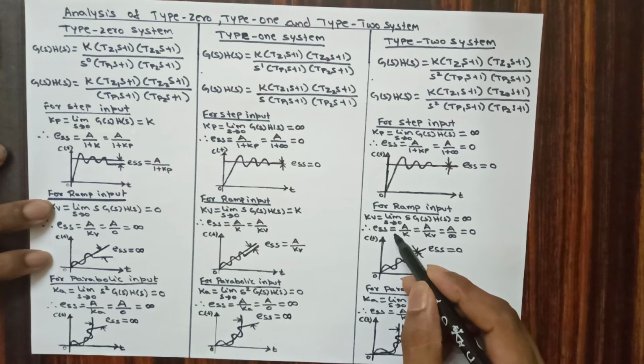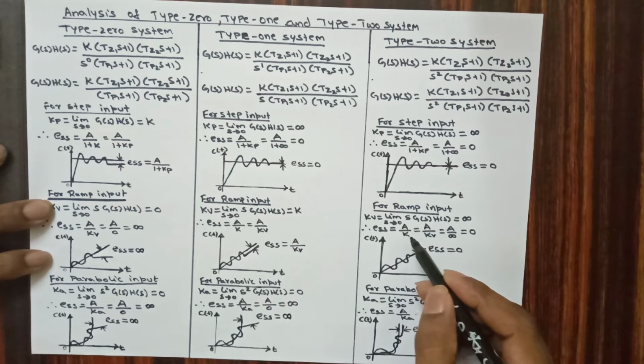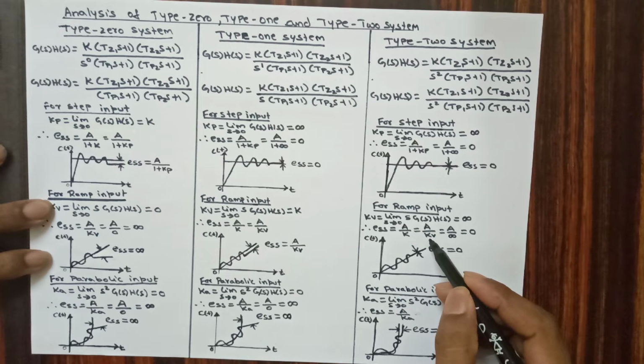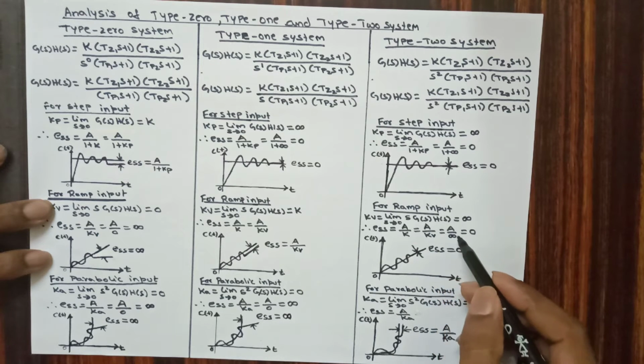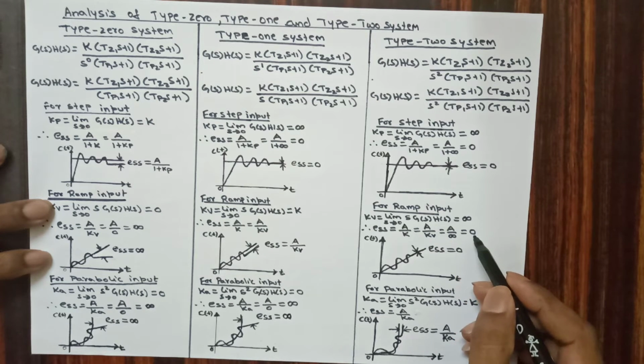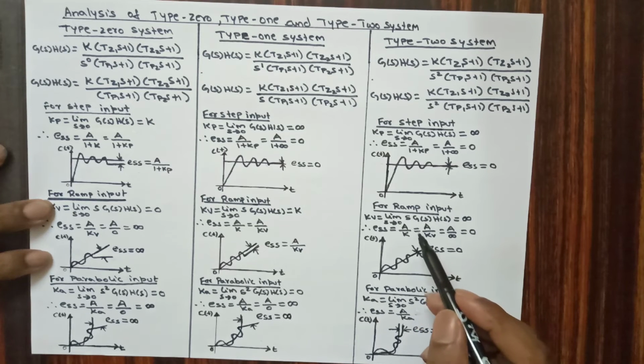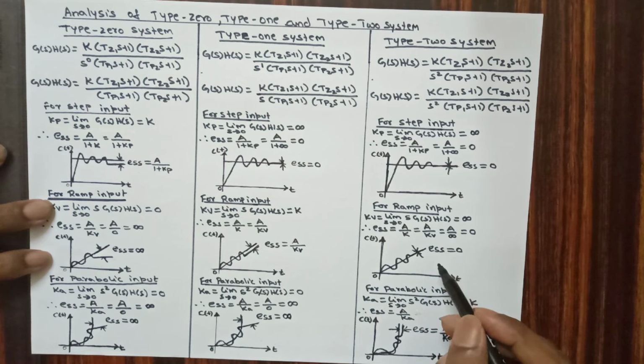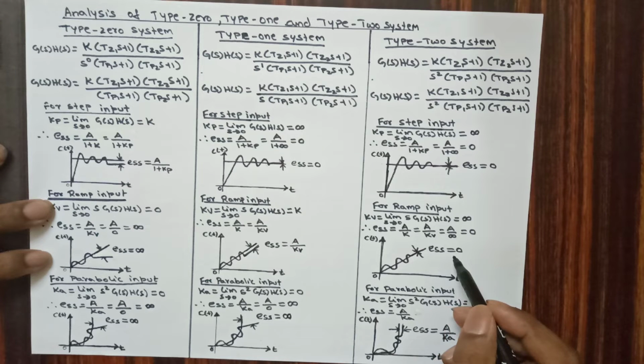The steady state error ESS is equivalent to A divided by Kv, where Kv value is infinity. By substituting that, A divided by infinity is 0. That means anything divided by infinity is 0. In this you can see that for ramp input we are getting 0 steady state error.